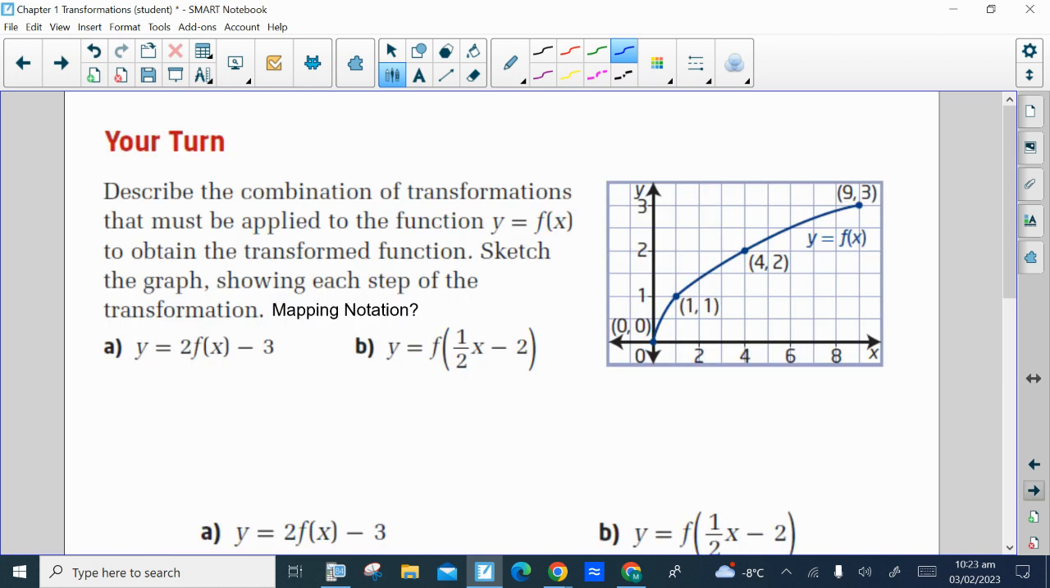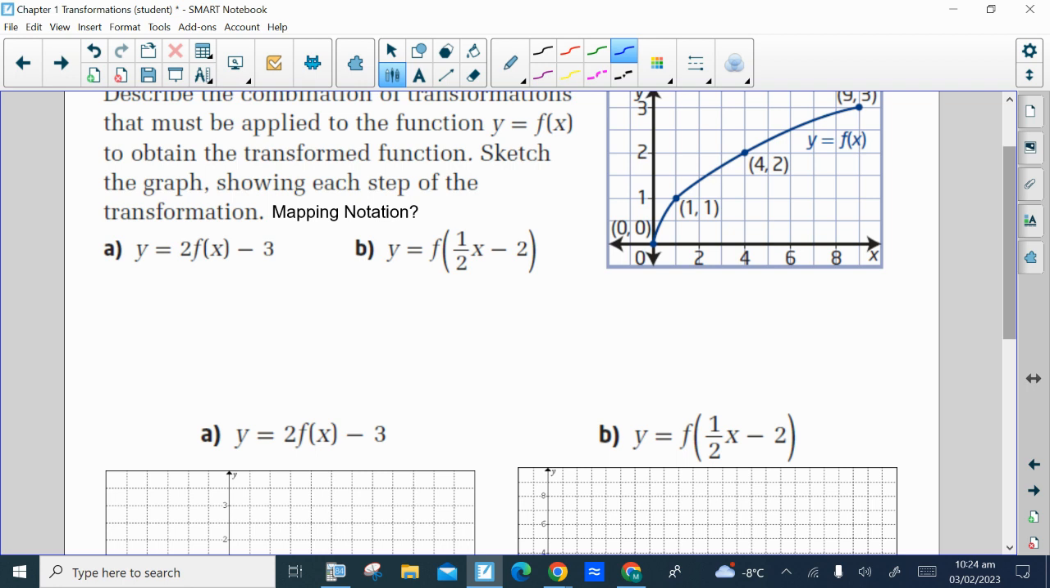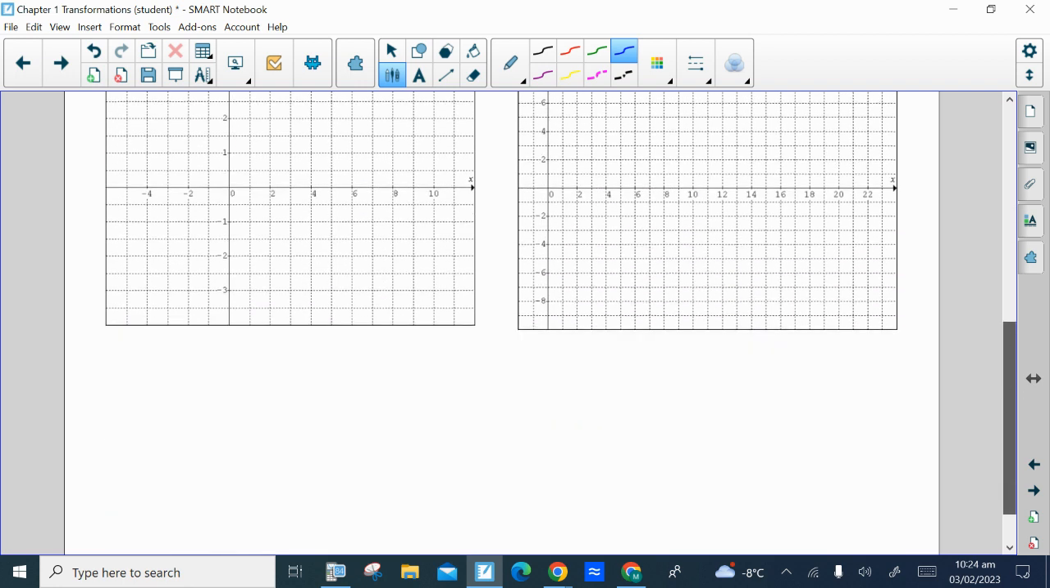So we start with the same graph, and we're going to do these transformations. For question A, we have an a value of 2 because a is in front of the f. And that minus 3 is a k value because it's outside the brackets. Remember, x minus h is inside brackets. H is hooked together to the x with a plus or a minus, so they both have to be inside the bracket. This minus 3 is outside the bracket. That makes it a k value of negative 3. So we have an a value of 2 and a k value of negative 3.